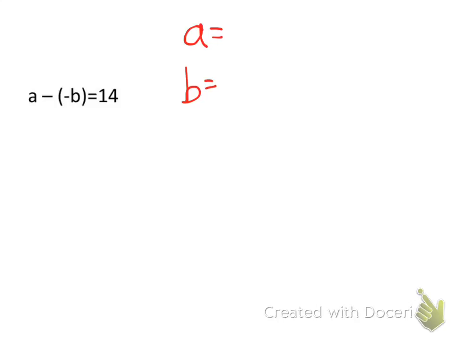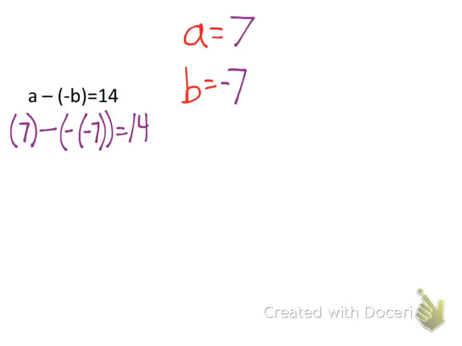All right, what do you have for A? 7. What do you have for B? Negative 7. All right, so I'm going to see if this works. I have A is 7, the minus sign from the problem, the parentheses from the problem, the negative sign from the problem, and you want a negative 7 in the B spot. Close up all your parentheses. Let's see if this works. What's minus a negative? Plus. So we have 7 plus negative 7. Does that equal 14?